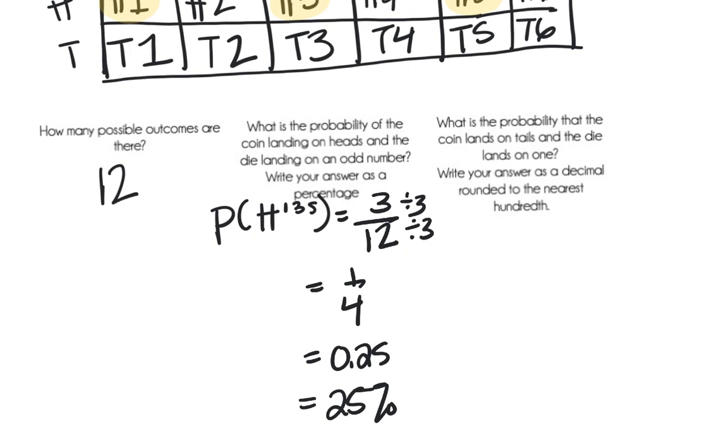So what is the probability that the coin lands on tails and that the die lands on 1? So I see one combination of that. So one option out of the 12.